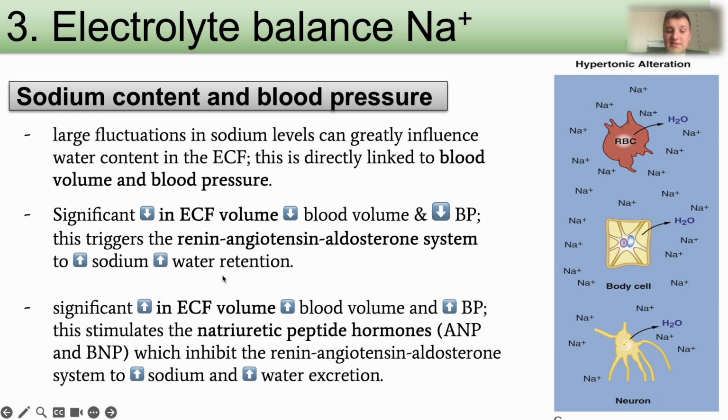Significant increases in the ECF volume, right? If I have that situation where I drink a lot of water, right? Just pure water, then you're going to increase your blood volume and increase your blood pressure. This stimulates ANP, the natriuretic peptide hormones, and this will inhibit the renin-angiotensin-aldosterone system so that you increase sodium and increase water excretion, okay?